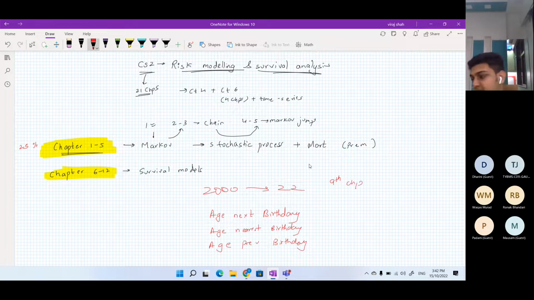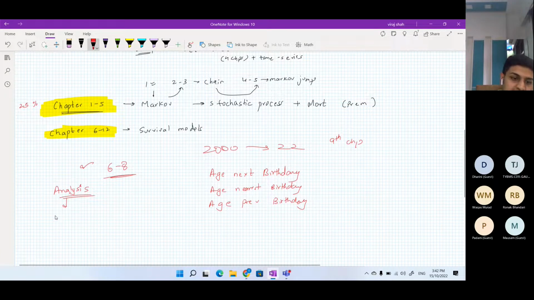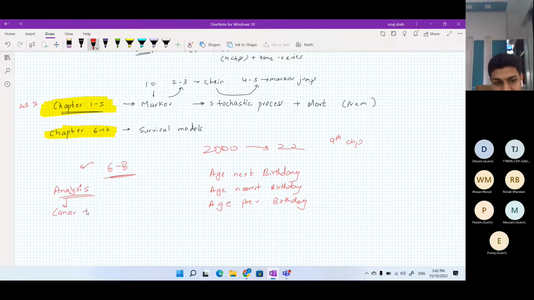Your chapters 6 to 8 are basically, if I were to give you an example, suppose you're making an analysis with respect to an event. Suppose you are examining whether your medical treatment for your cancer is effective or not.